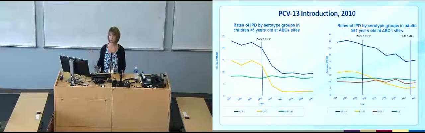So among kids who are the targets of vaccination, you see this dramatic decrease. And among individuals 65 years of age and older, you also see a decrease. So the same thing happened. We see this effect in the population that wasn't even targeted for vaccine because we're just reducing carriage and transmission in the population at large.